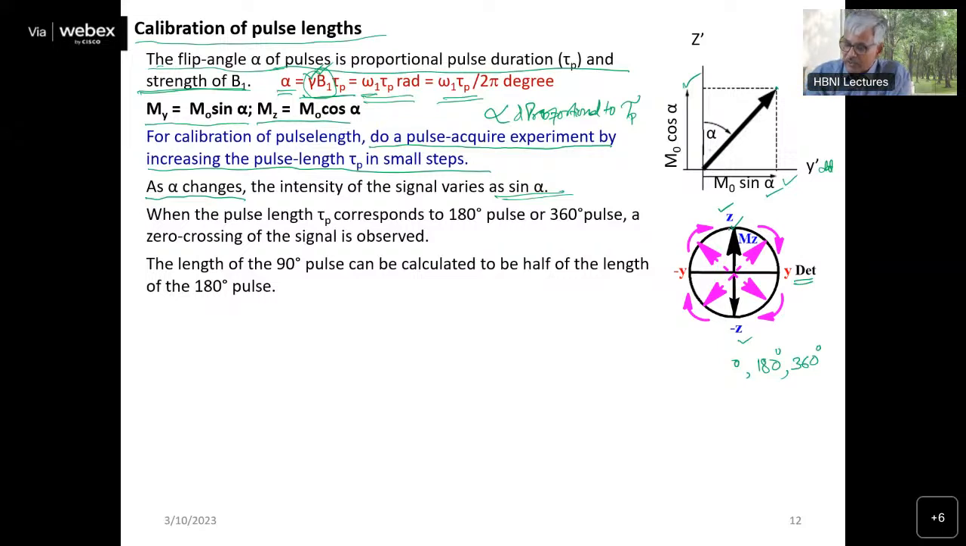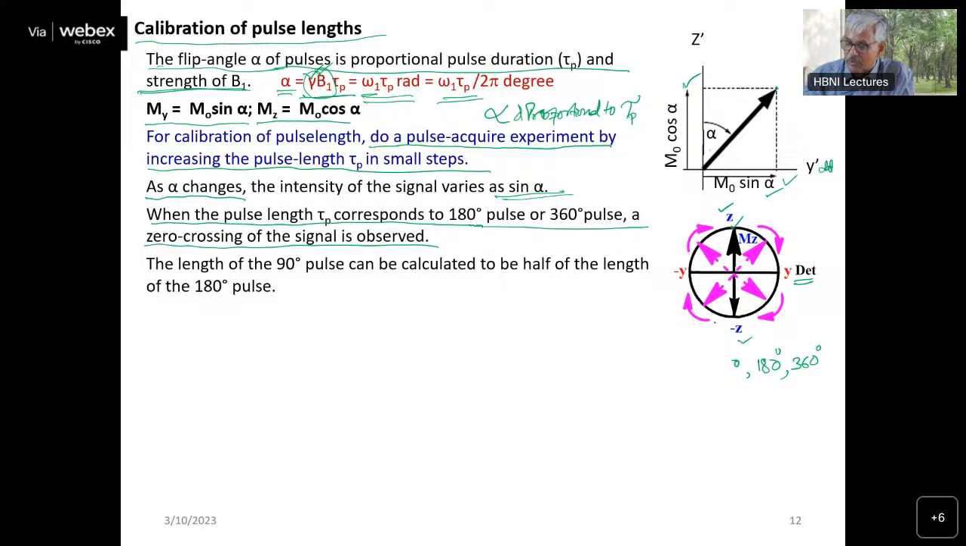Clear? Because when alpha is 0, Y is sin alpha, which is 0. When alpha is 180 degree, Y is also 0. When it is 360 degree, Y is also 0. So that is the thing I am telling you. When the pulse length corresponds to 180 degree or 360 degree, or 0 degree, the initial point, a zero crossing of the signal is observed.